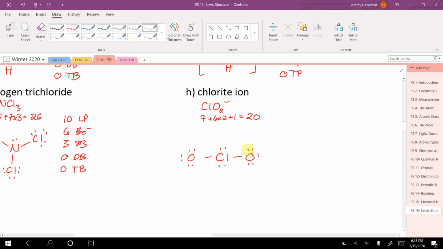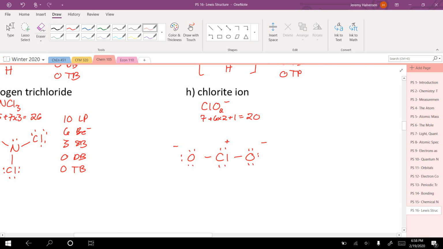Oxygen wants to own 6. Here it owns 7, so it's a minus. This oxygen wants to own 6. Owns 7, so that's a minus. Chlorine wants to own 7. It owns 1, 2, 3, 4, 5, 6, so that's a plus 1.